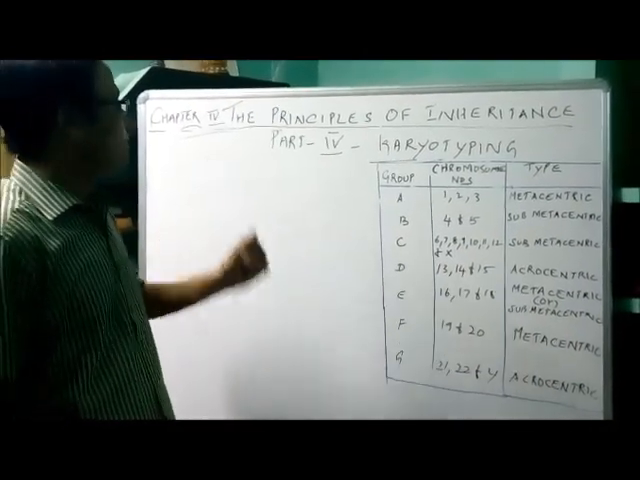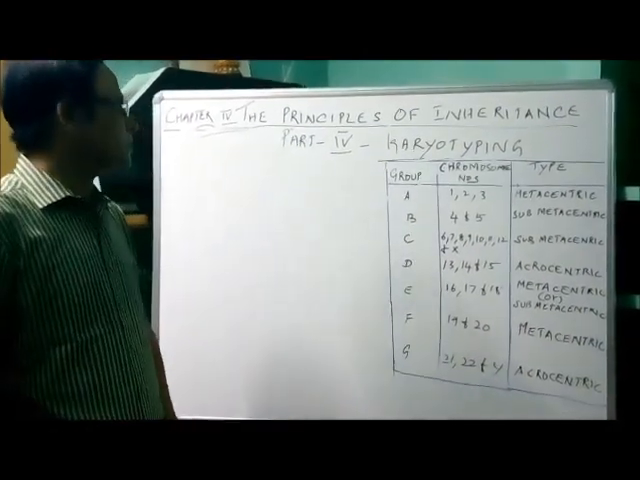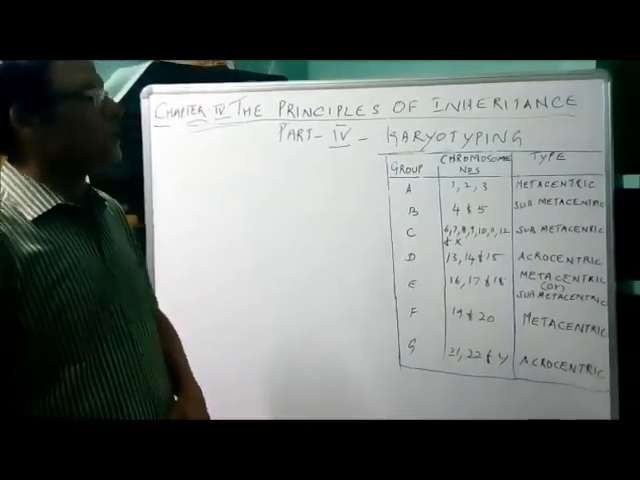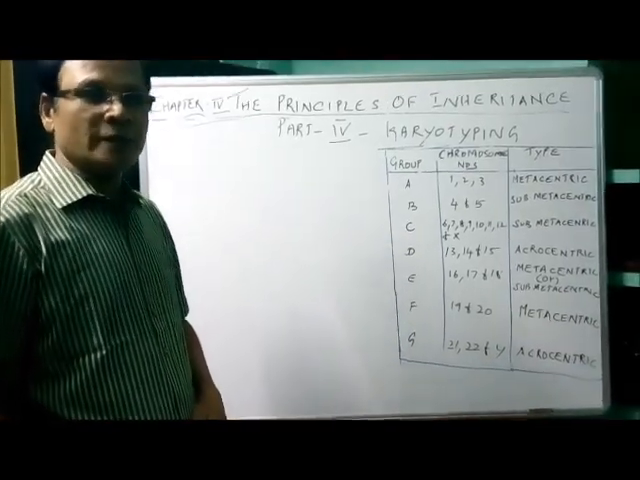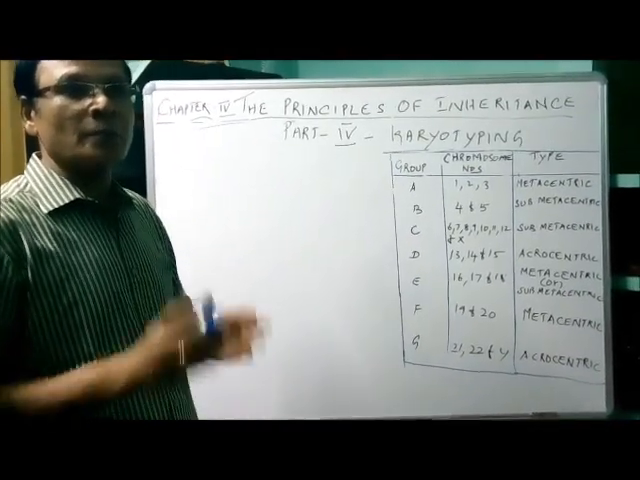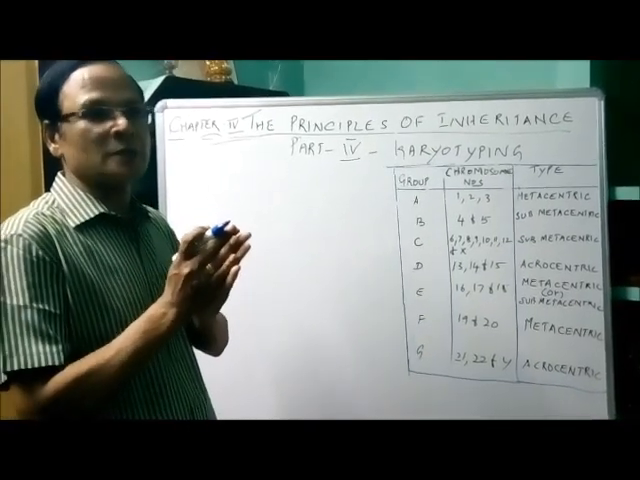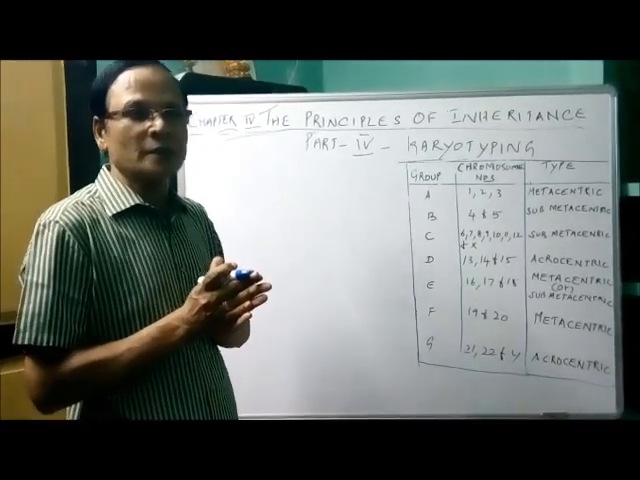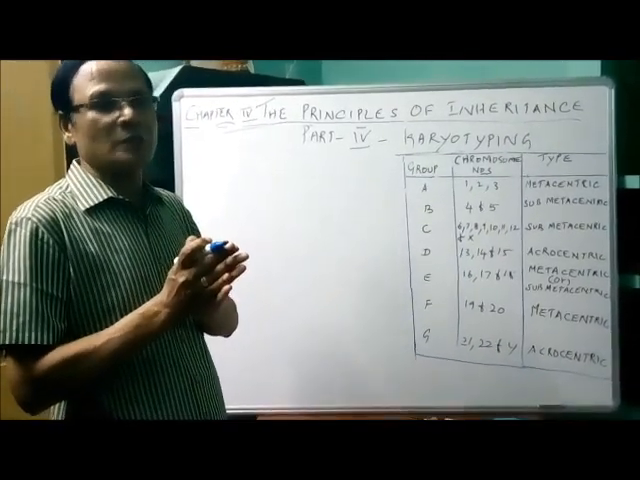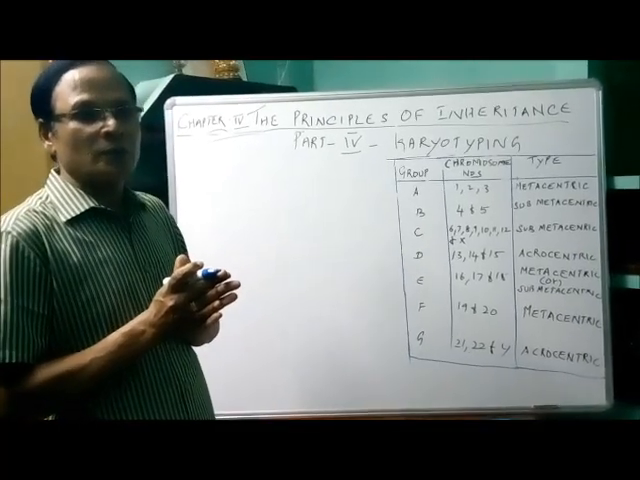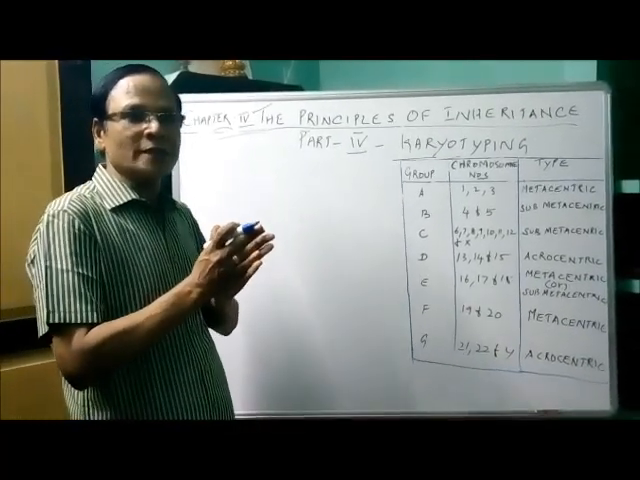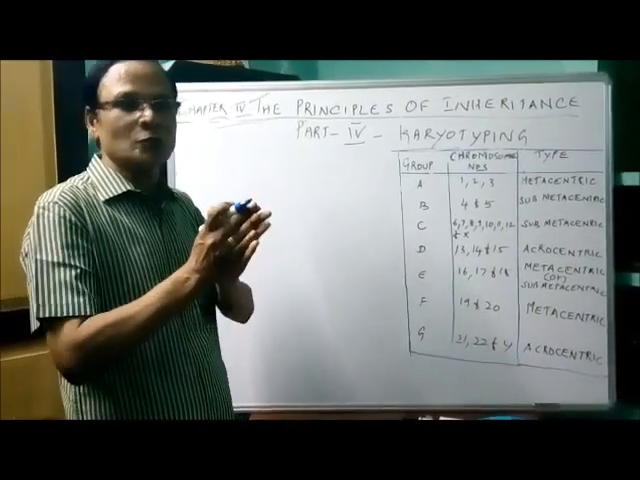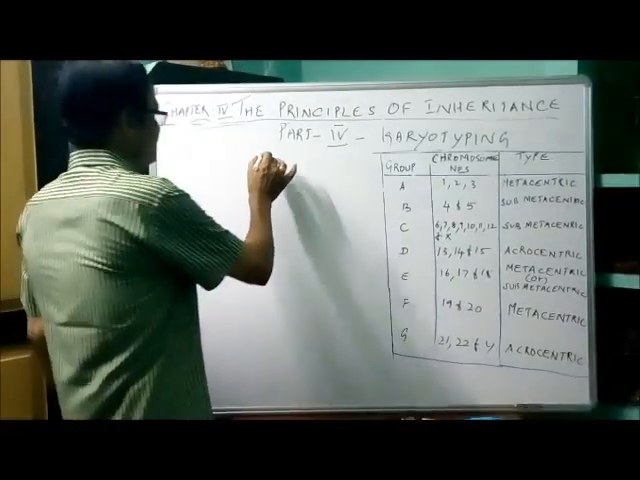Let's continue the chapter, the principles of inheritance. There, part 4, we have to know something about karyotyping. What is karyotyping? It is a technique in which the complete set of chromosomes, that is diploid chromosomes, from the somatic cells are separated and arranged in pairs. This is called karyotyping. Now, we can represent the chromosomes in a diagrammatic manner. The diagrammatic representation of the chromosomes, that is a human karyotype, is called ideogram.